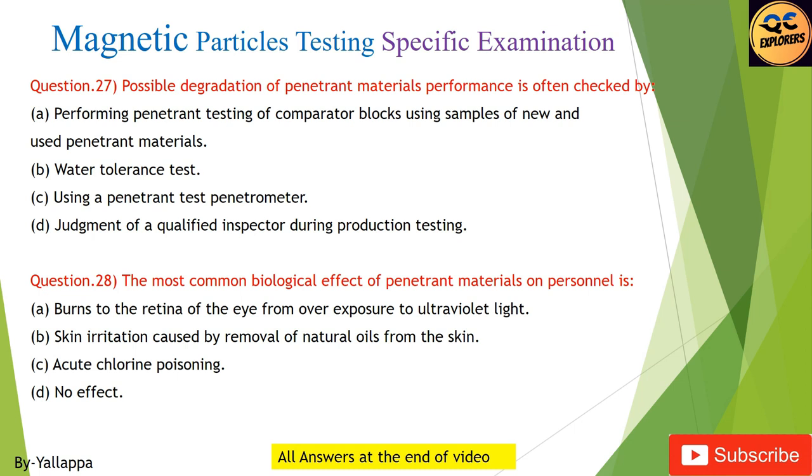Question 28. The most common biological effect of penetrant materials on personnel is burns to the retina of the eye from overexposure to ultraviolet light; skin irritation caused by removal of natural oils from the skin; acute chlorine poisoning; no effect.